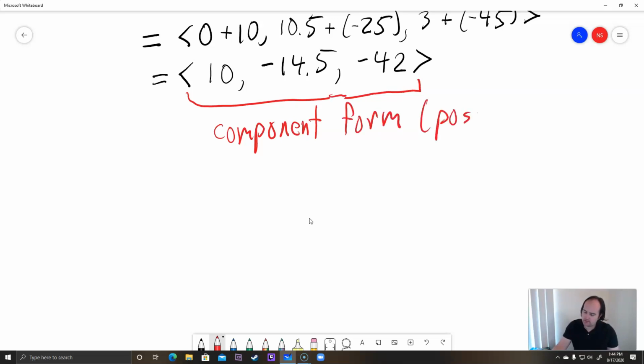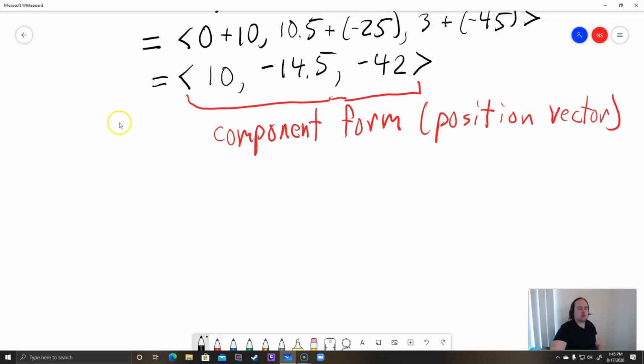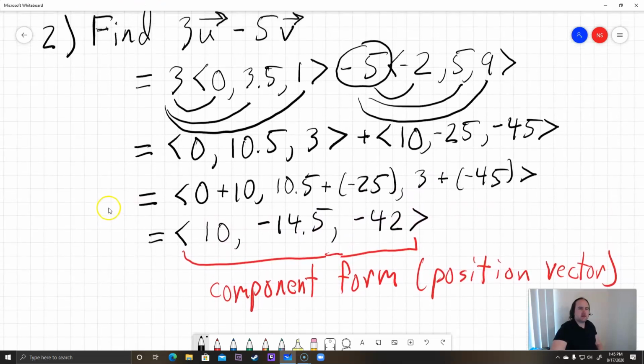So position vector, because it's positioned at the origin. The initial point is actually 0, 0, 0. Alright, and I just wanted to do one more example of finding the length.